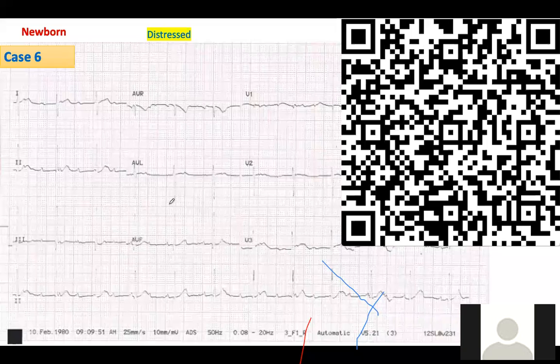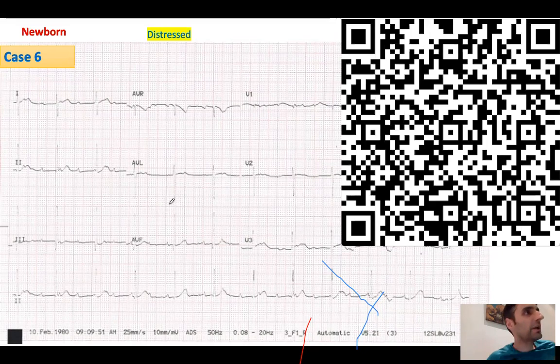Case 6. A baby, a newborn, just born, with distress.